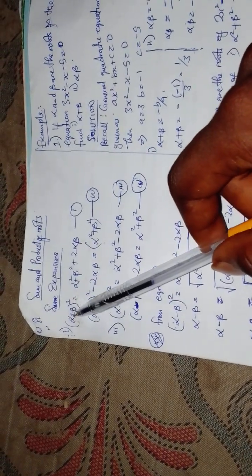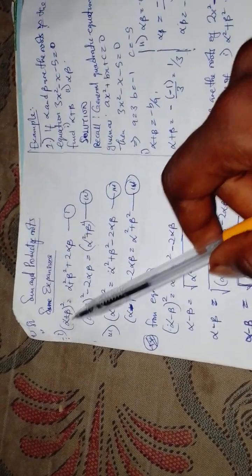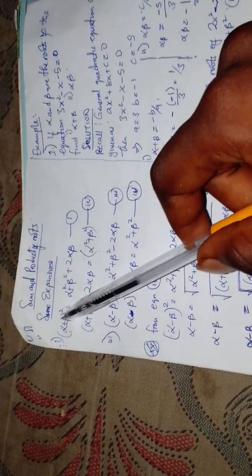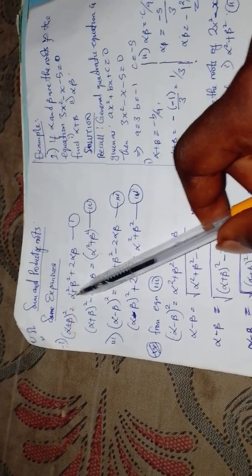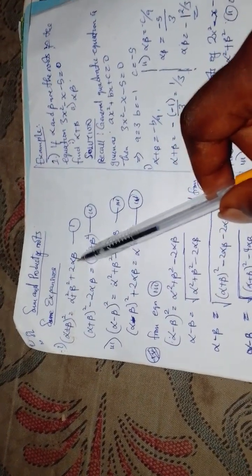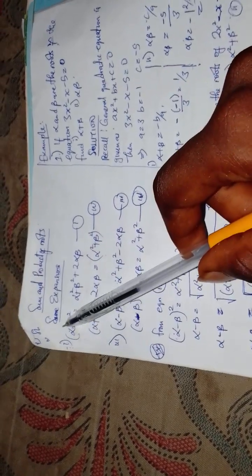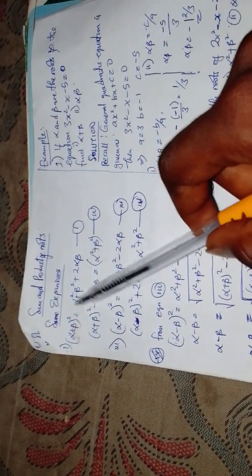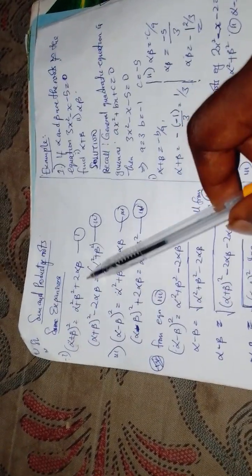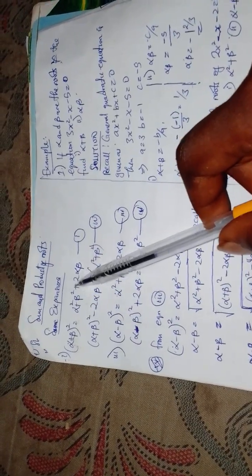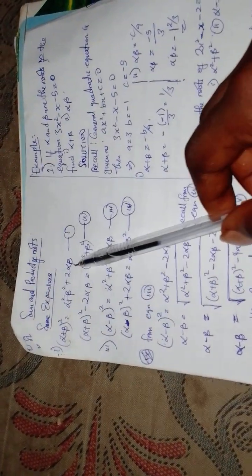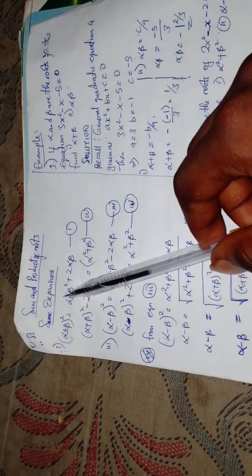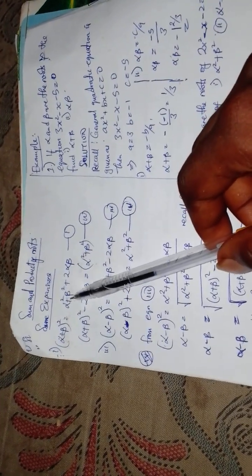Let's look at some expansions that we have here. If you have alpha plus beta all square, normally when you expand this, you are going to get alpha square plus beta square plus 2 alpha beta. That is, when you expand alpha plus beta all square, you will get alpha square plus beta square plus 2 alpha beta.